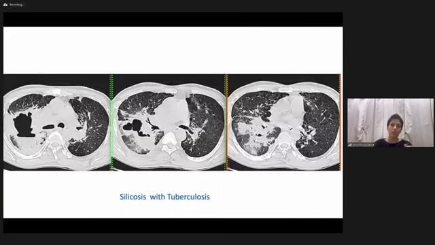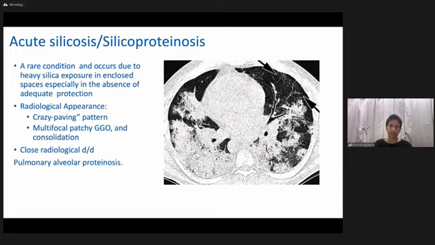Now, as we talked about, silicosis with tuberculosis. In this patient with a known exposure to silica, you see these randomly distributed scattered nodules in the background lung and a large cavitatory consolidation in the right lung. So this is a complicated patient where, on top of silicosis, tuberculosis has developed. It is also known as silicotuberculosis.